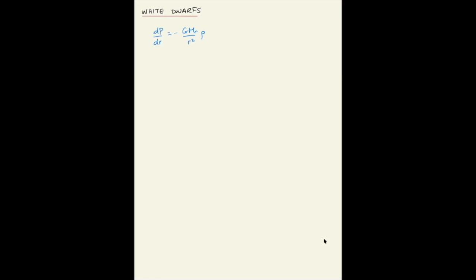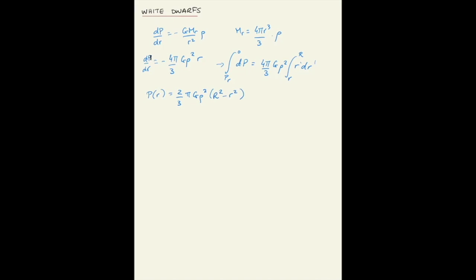Now, let's make an approximation of a constant density so that we can substitute the mass in the shell by the density. We can integrate this equation from P equals 0, which is at the surface, until an arbitrary radius r inside the white dwarf. What you find then is this relationship for the pressure inside the white dwarf. So we can solve it for the center, set r equals 0, little r equals 0, then you have the pressure at the core.